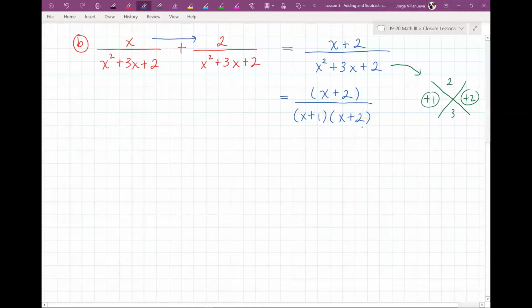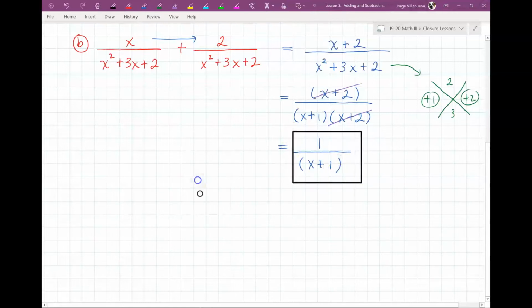Now you should notice that we have matching binomials, right? An x plus 2 in the numerator, an x plus 2 in the denominator. So that means I can cancel these out. A 1 remains on top, because whenever you cancel everything from a fraction, you always have to at least leave a 1. And the x plus 1 remains on the bottom, and that is your solution. So there's an addition with a simplification.